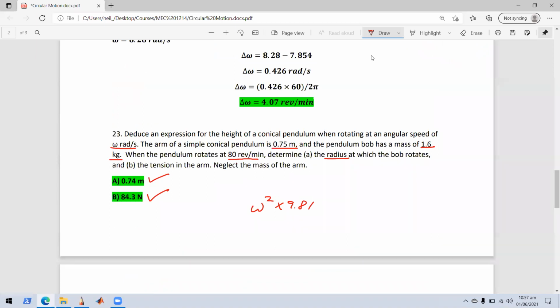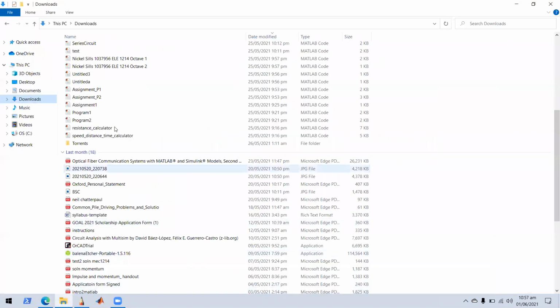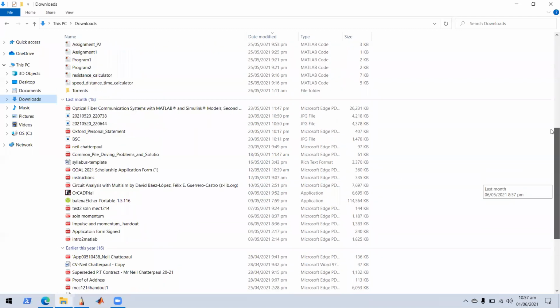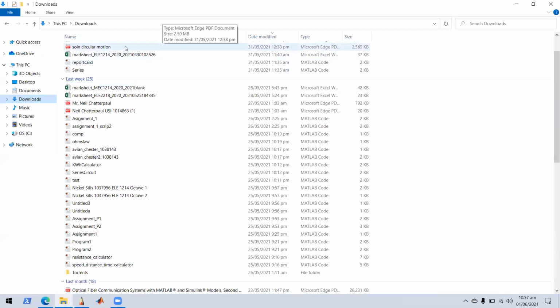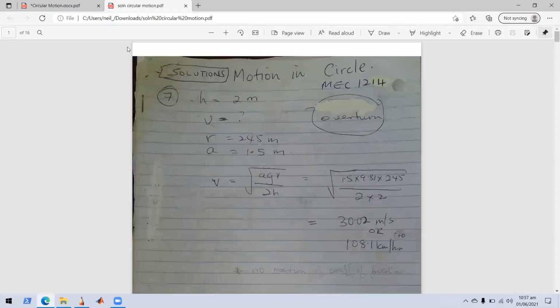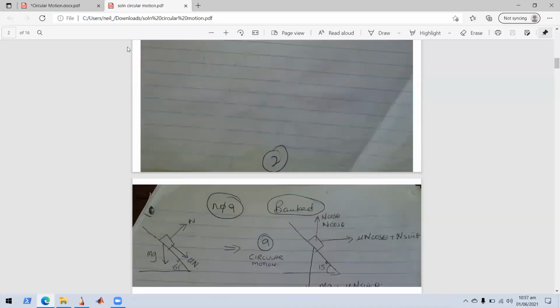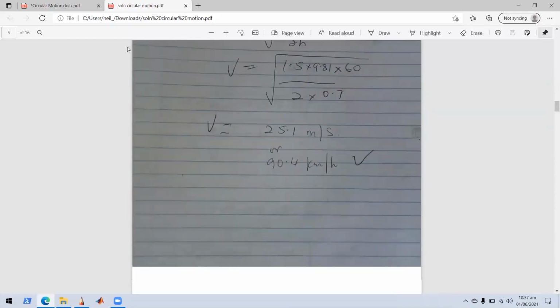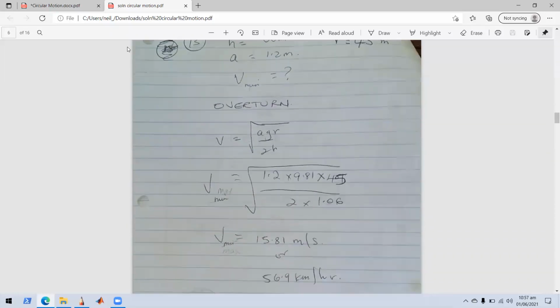Okay. Let's just pull open Mr. Cell's working. So what was the answer? I got 0.74. Yeah, I got that also, the radius, right?